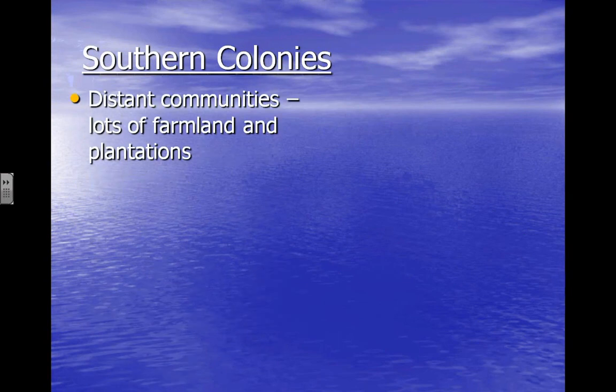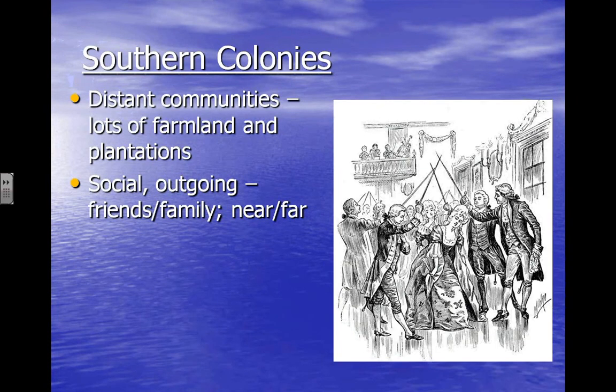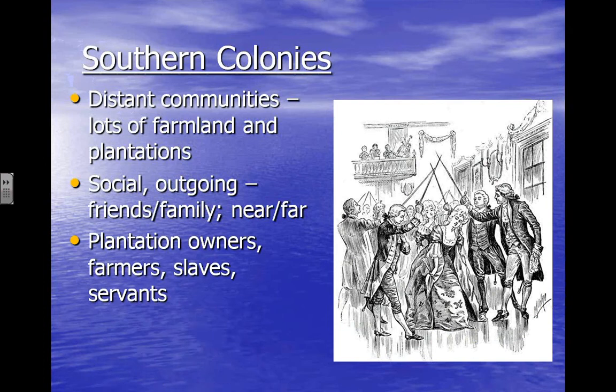Because it was such an agrarian, such an agricultural area, what happened was a lot of plantations cropped up, a lot of farmland, and it created distant communities. Now, unlike the Puritans, these southern colonists were quite outgoing with their friends and their family, and when they would get together, they would have get-togethers and parties and dances, which of course you couldn't do if you were in Puritan society.